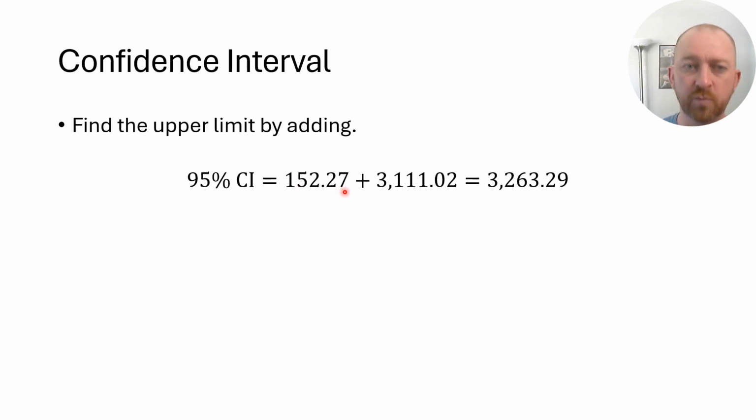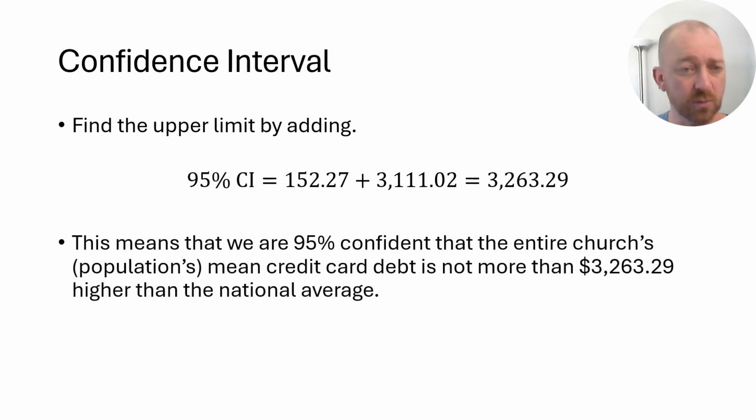So 152.27 plus 3,111.02 is of course 3,263.29, and that's in dollars again. Now, essentially what I'm saying here is that given the characteristics of my sample and my data set, I can be about 95% confident that the whole church's mean credit card debt, in other words, the population's credit card debt, in this case that's defined as that whole church, their credit card debt is not more than $3,263.29 higher than the national average, right?